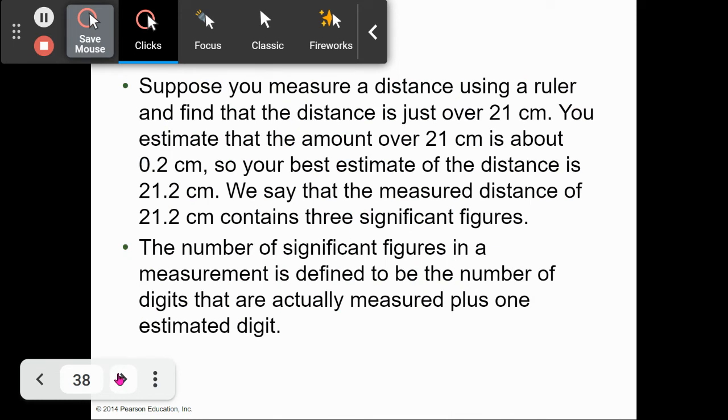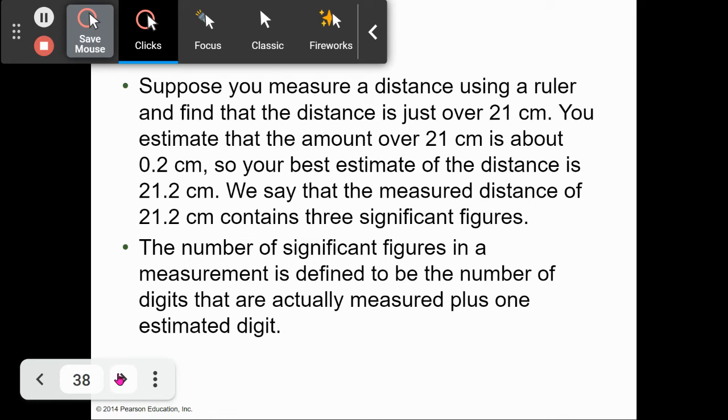All right, so suppose you measure a distance using a ruler and find that the distance is just over 21 centimeters. You estimate that the amount over 21 centimeters is about 0.2 centimeters. So to your best estimate, the distance is 21.2 centimeters. We can say the measured distance of 21.2 centimeters contains 3 significant figures. It's 3 significant figures because I'm sure it's 21 and I'm pretty sure it's 0.2. So there's my 3 significant figures.